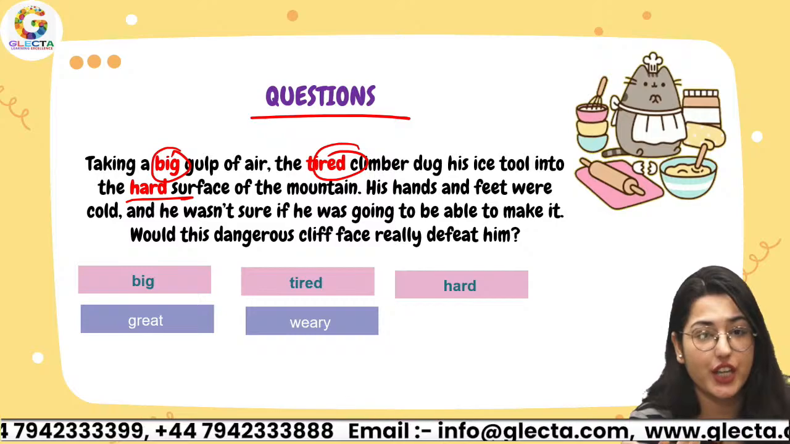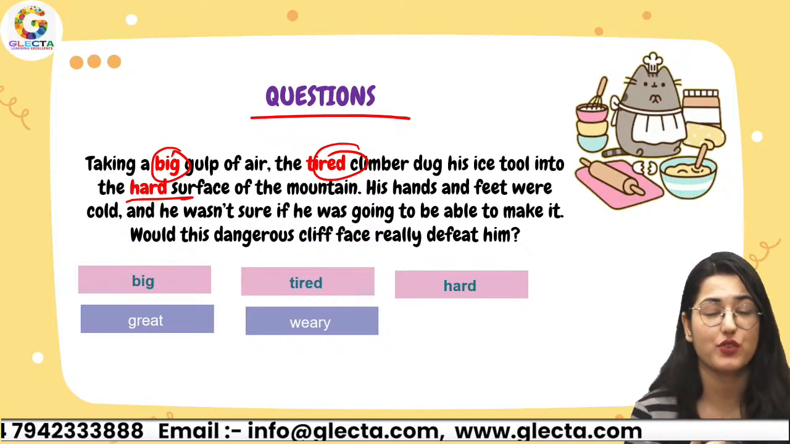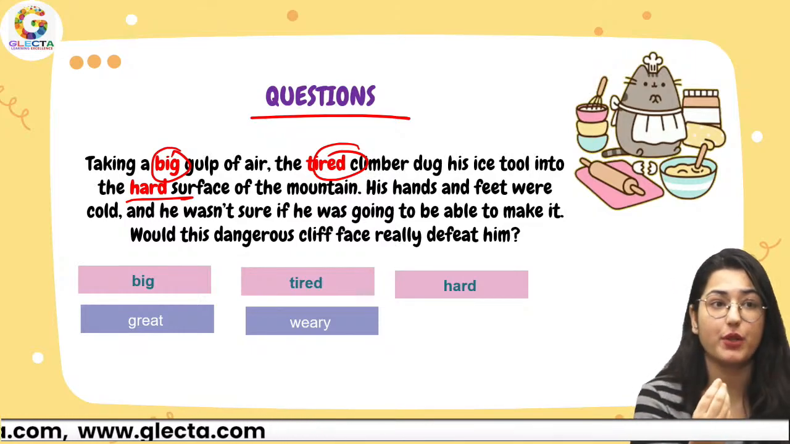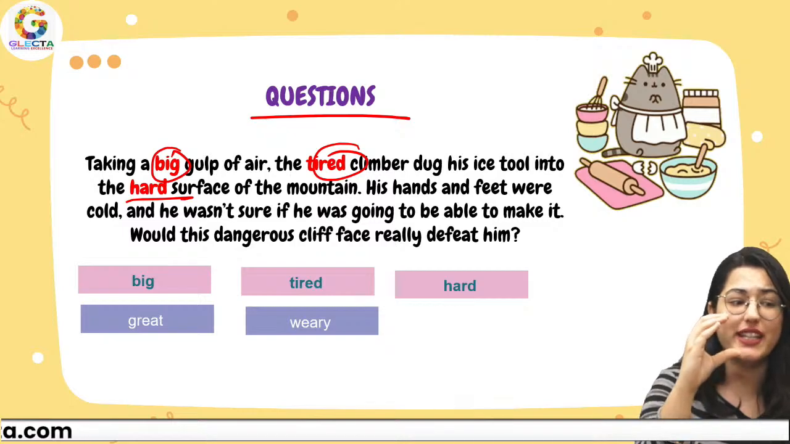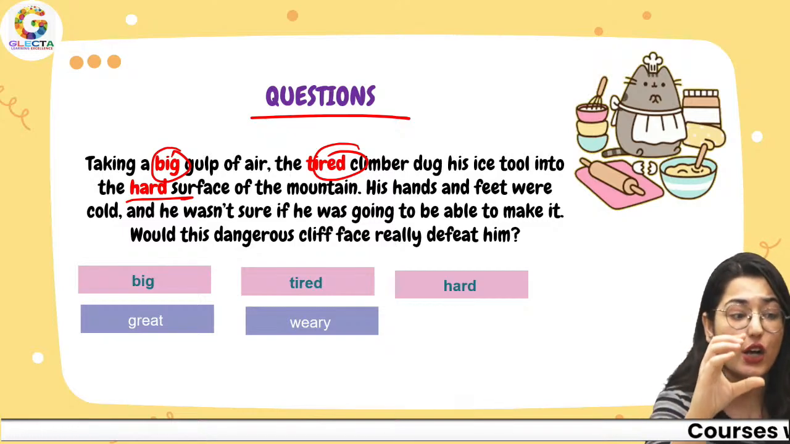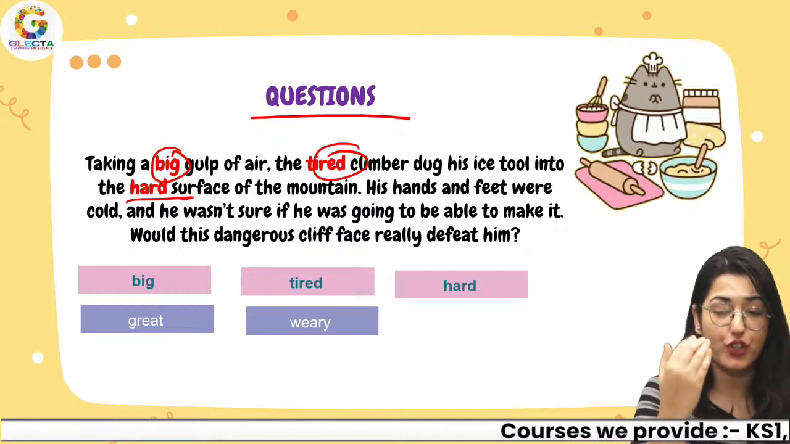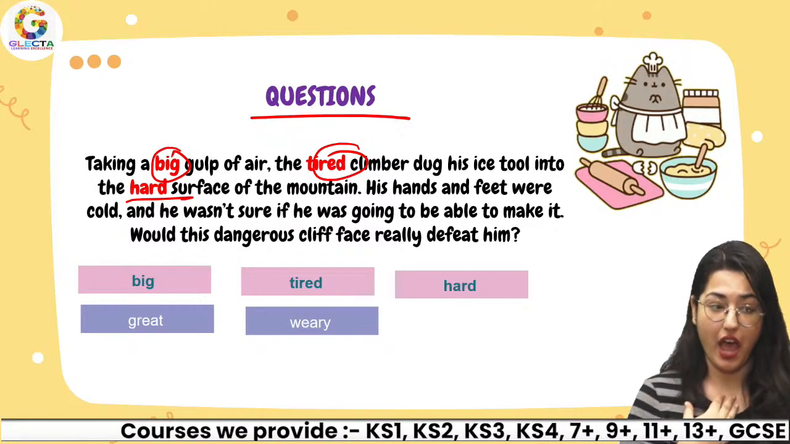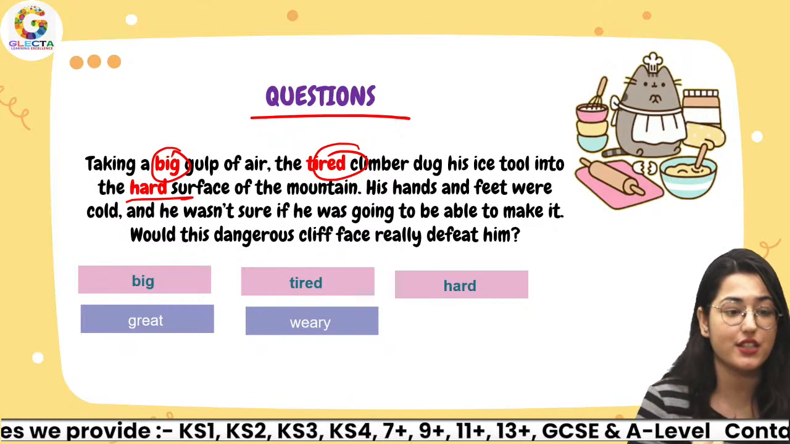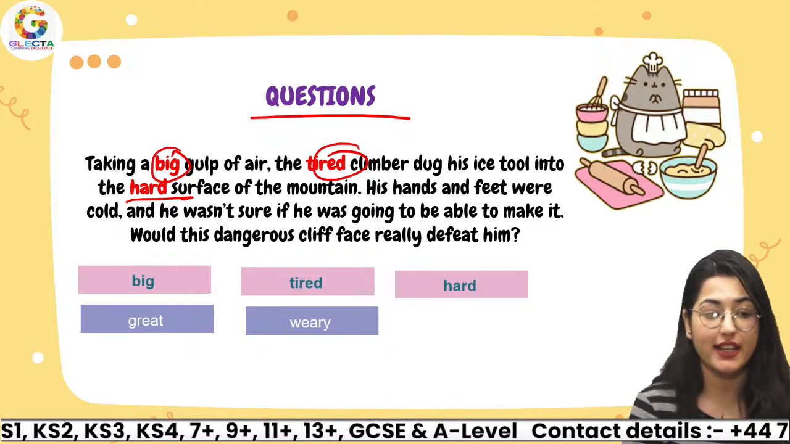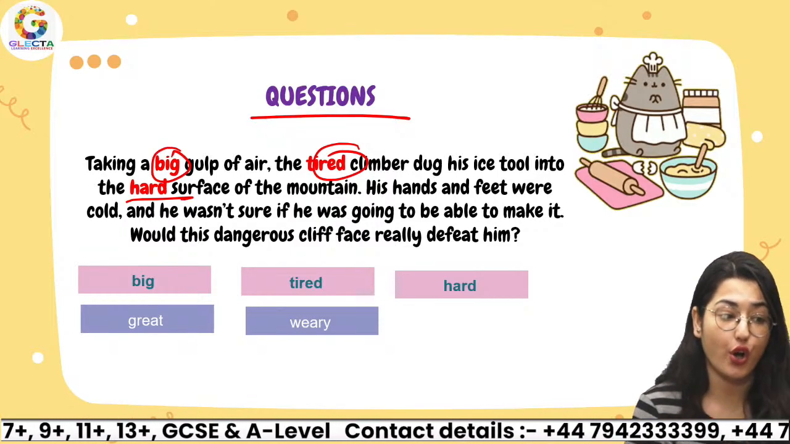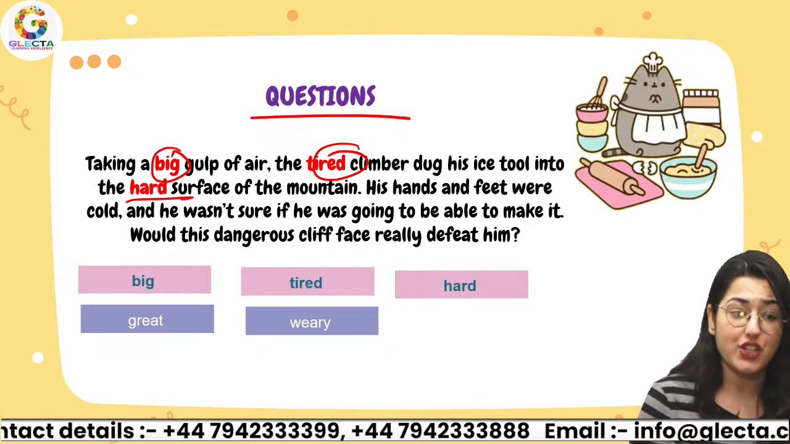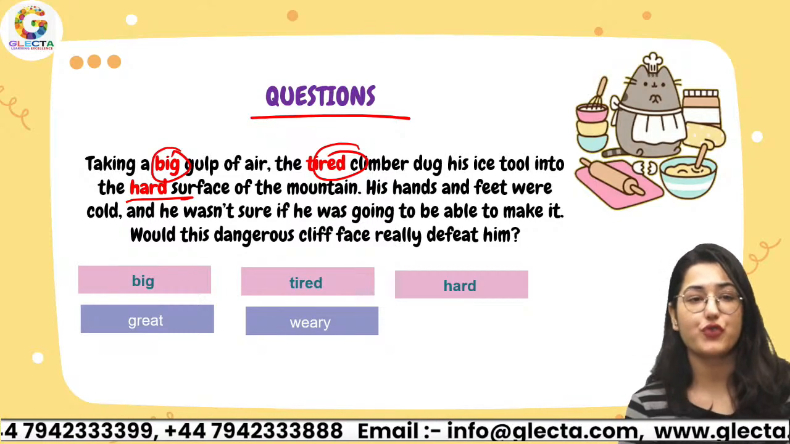So, for hard, what can you use? Quickly tell me in the chat box. I'm waiting. Okay, that's for something which is hard. Or you need to read this according to the passage given above. Okay, you need to refer to that. Let me read that for you. Taking a big gulp of air, the tired climber dug his eyes into the hard surface of the mountain. His hands and feet were cold, and he wasn't sure if he was going to be able to make it. Would this dangerous cliff face really defeat him?